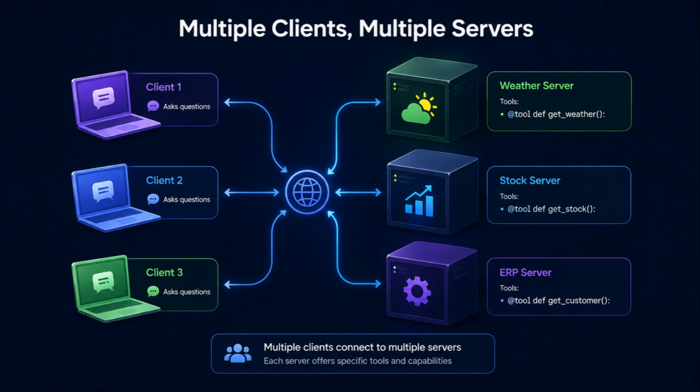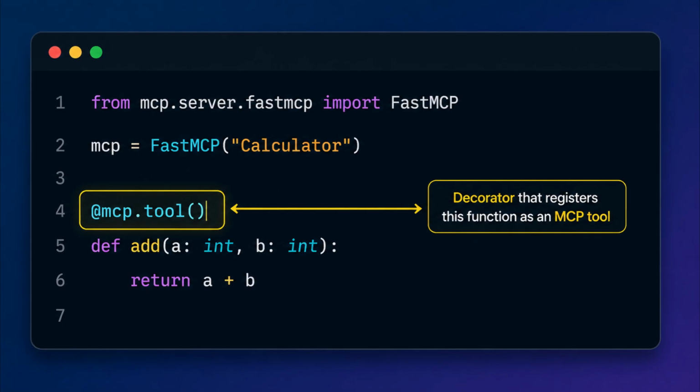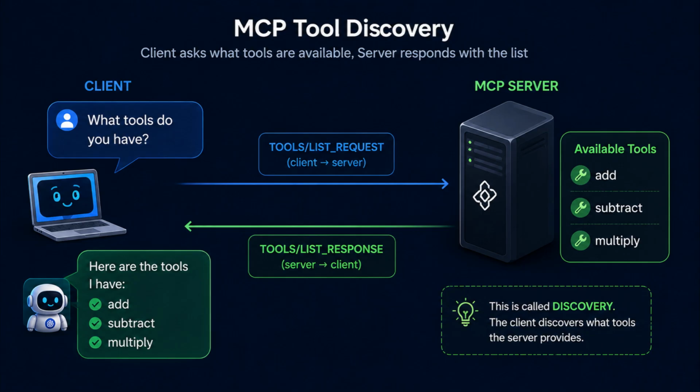That's exactly what the Model Context Protocol, or MCP, provides. @mcp.tool registers the function with an MCP server instead of a local agent. Once the server starts, this function becomes available to any compatible AI client. This is one of MCP's biggest advantages.